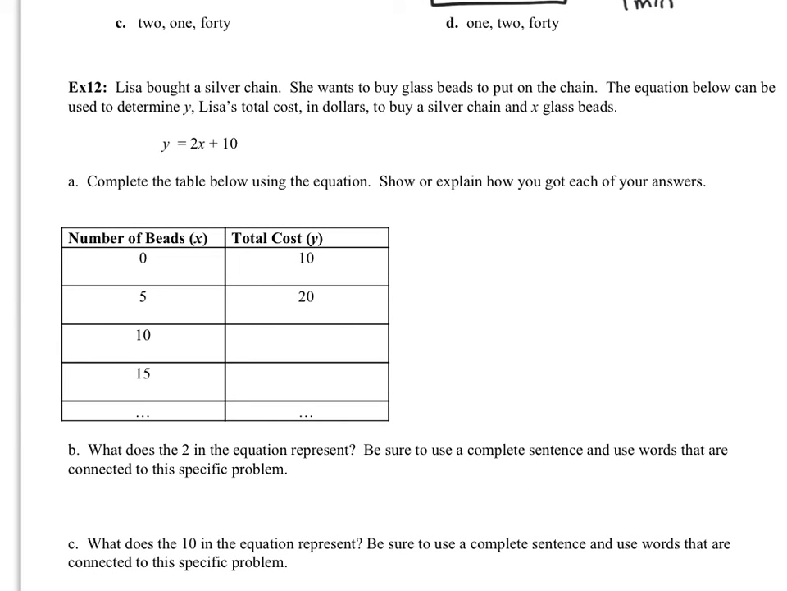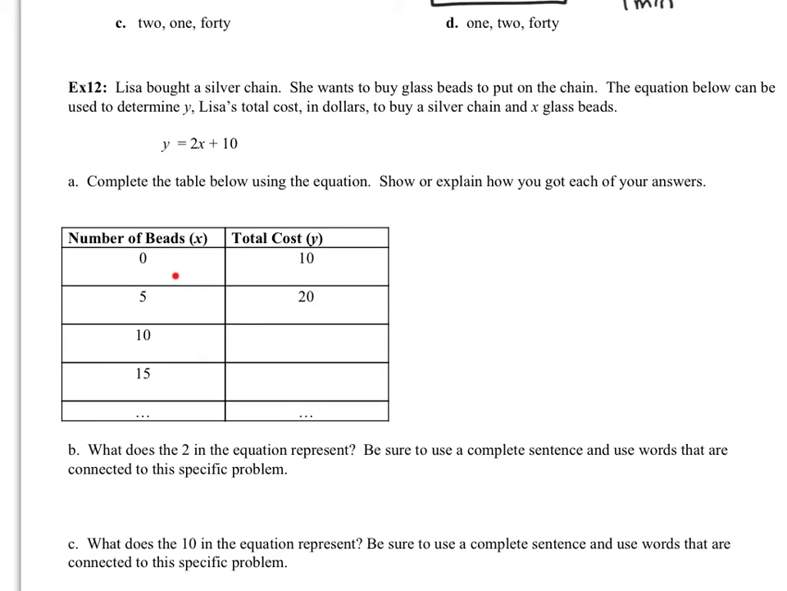What I want you to do on this one, so it says Lisa bought a silver chain. She wants to buy glass beads to put on the chain. The equation below can be used to determine y, her total cost in dollars to buy a silver chain and have x glass beads. So x is the number of beads that she's buying and y is her total cost. And I'd like you to fill out these two remaining parts of the table.